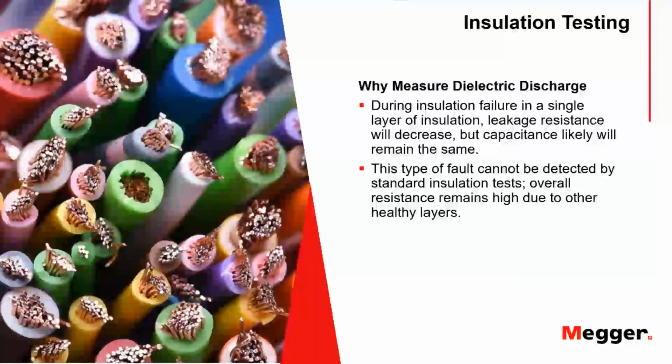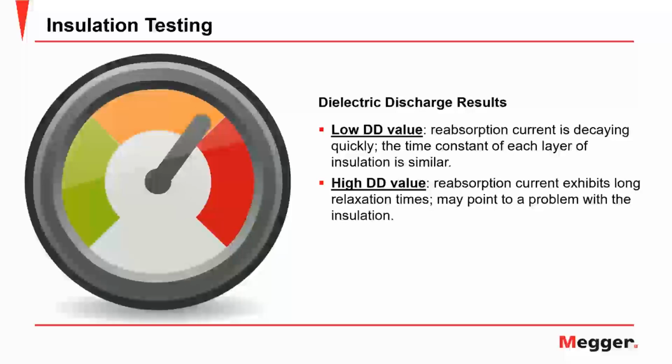Okay, so basically, I think I pretty much covered what we're looking for here. A low number indicates that there was relatively little reabsorption current, meaning relatively little dispersal of charge. A high number indicates that there was a lot of charge in the material, and so therefore that indicates a potential problem.